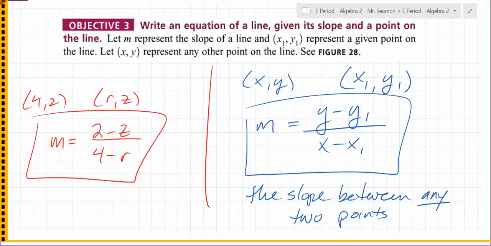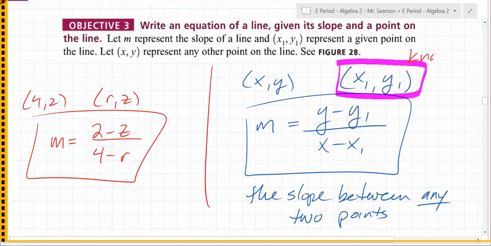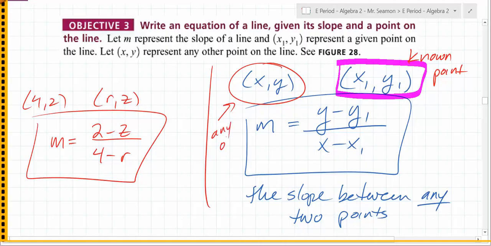Do you remember rise over run, delta y over delta x, x2 minus x1, y2 minus y1? It's the same thing, but this represents the slope between any 2 points. Isn't it the same thing as y2 minus y1? It is, but we're just writing it a little differently to suit our needs, okay? This right here is going to represent a known point. And this right here is going to be any other point.